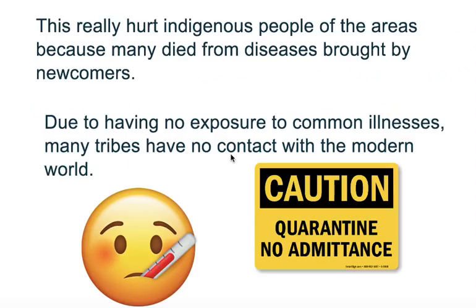And this really hurt the indigenous people in a number of different ways. This really hurt the indigenous people of the areas because many actually died from diseases brought by newcomers. Something that's very common with these tribes is that they have not been exposed to common illnesses. Many tribes, even to this day, have no contact with the modern world. A disease as simple as the common cold can actually kill a person from the Amazon. And a big reason why is because their bodies haven't developed an immunity to these diseases or illnesses that we've seen for hundreds of years.